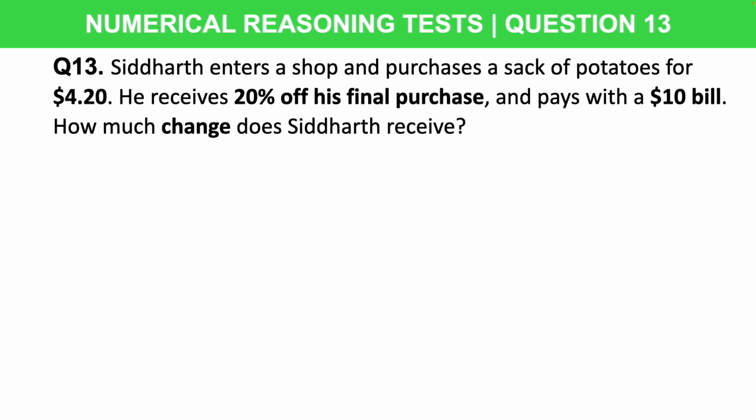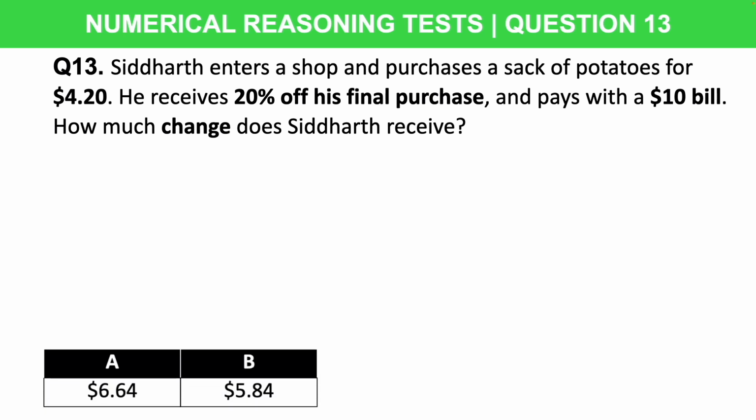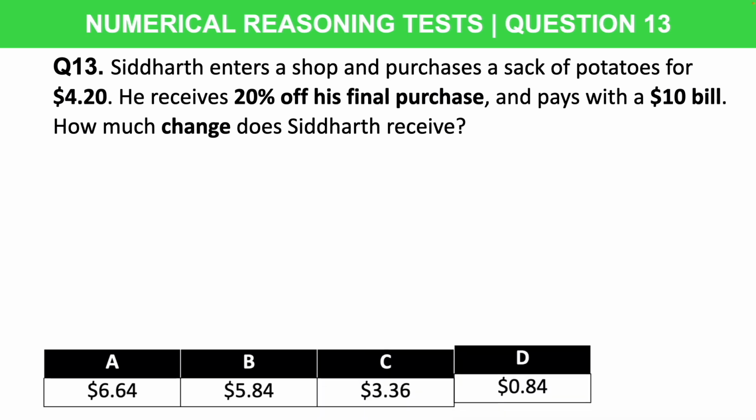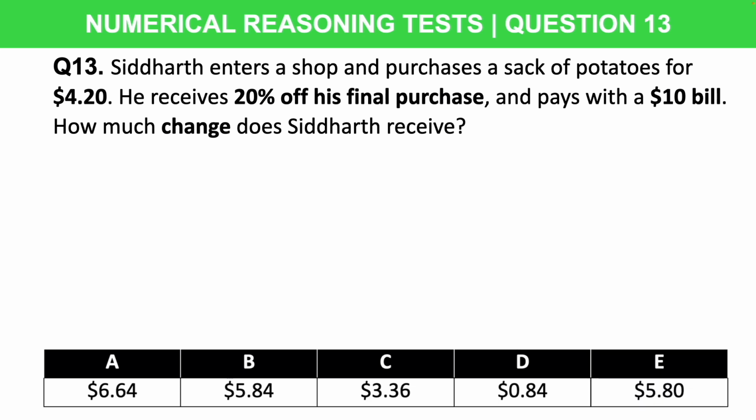So question 13 is, Siddharth enters a shop and purchases a sack of potatoes for $4.20. He receives 20% off his final purchase and pays with a $10 bill. How much change does Sid Half receive? Here are the answer options. So A is $6.64, B is $5.84, C is $3.36, D is 84 cents, and E is $5.80.